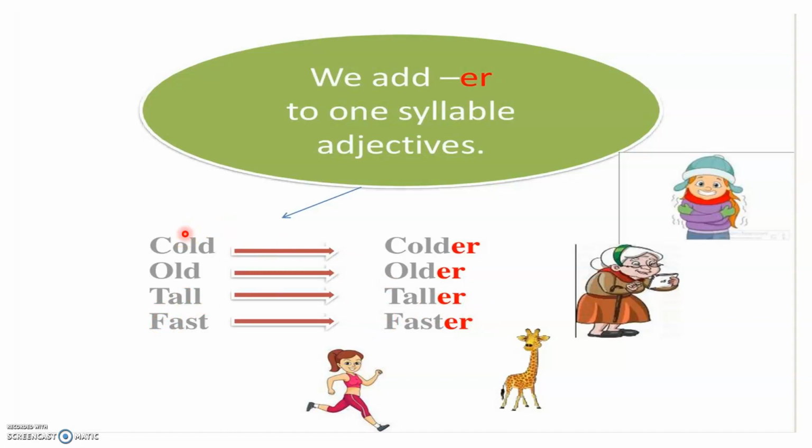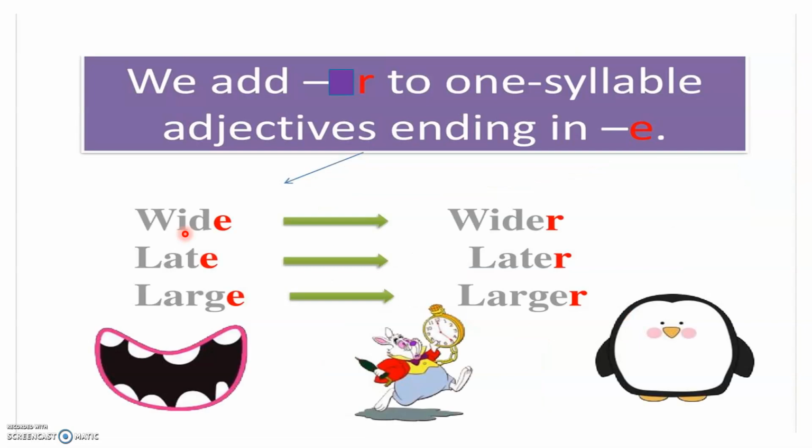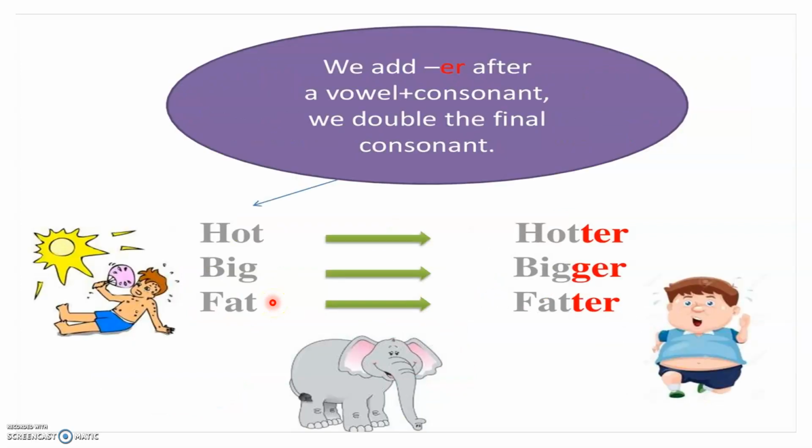Okay, so for most adjectives, we add ER: cold, colder, old, older, tall, taller, fast, faster. Because let's remember how many syllables do we have in these adjectives? Only one syllable. Cold, one syllable. Old, one syllable. Tall, one syllable. Fast, one syllable. Okay? If the adjective ends with E, we only add R. Wide, wider, late, later, large, larger. And if the word ends with a vowel and consonant, we double the last consonant, then we add ER. Hot, hotter, big, bigger, fat, fatter.